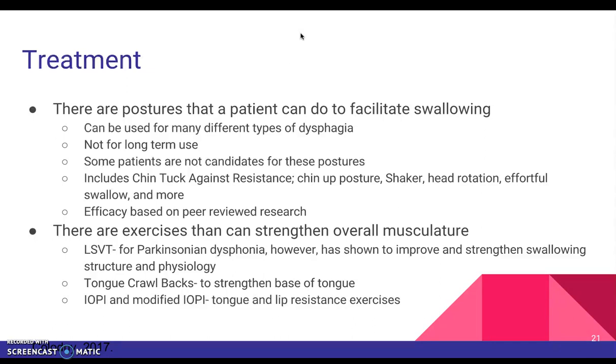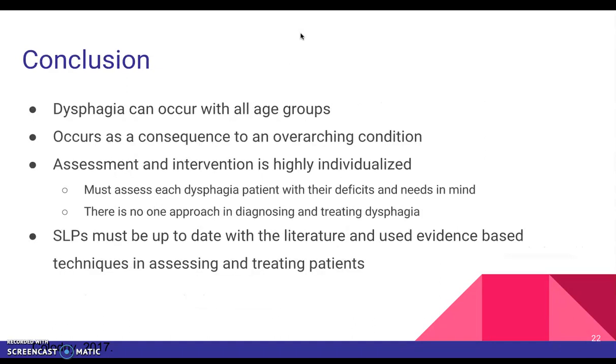There are exercises that can strengthen overall musculature. So there's LSVT LOUD. This is typically for Parkinsonian dysphonia. However, it has been shown to improve and strengthen swallowing structure and physiology. You could do tongue pullbacks to strengthen the base of tongue, the IOPI and the modified IOPI to strengthen, and these are tongue and lip resistance exercises.